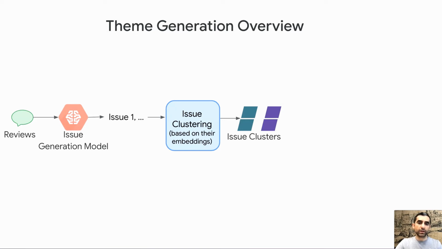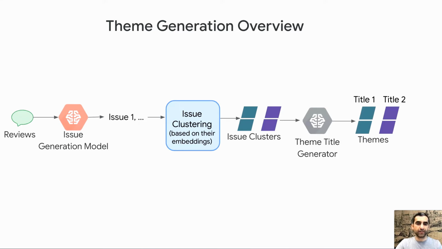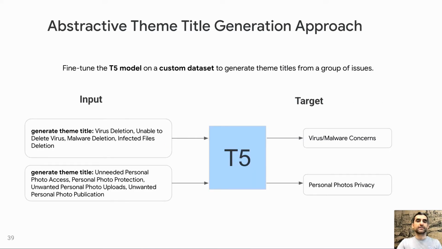To avoid the manual work of interpreting what these groups are about, we also have a theme title generation model that takes the most frequent issues per group and produces theme titles. Now, how do we get these theme titles? You might have guessed it by now, but we also use an abstractive title generation approach by combining a custom dataset with a T5 model. The custom dataset looks like this. We have a list of issues in the input, and we have the theme title as the target. Then we train the model on such a dataset and evaluate it against baselines via a comparative crowdsourcing experiment.